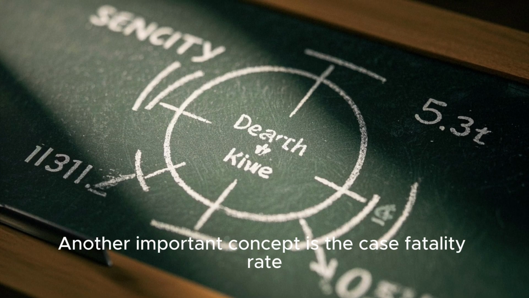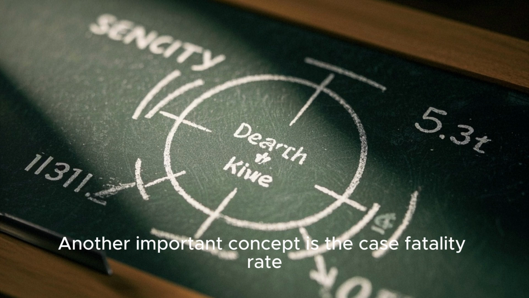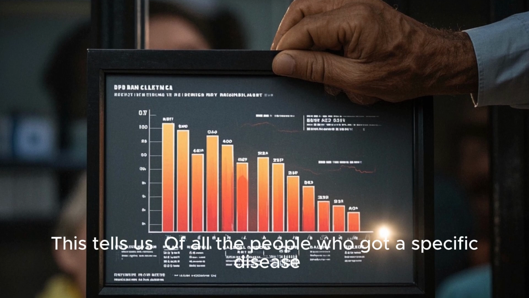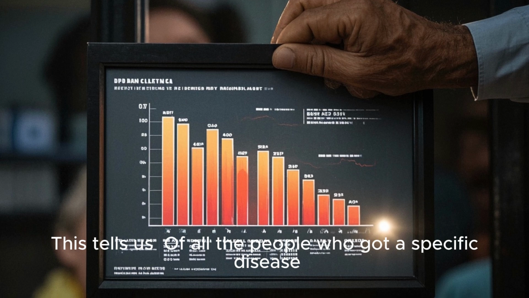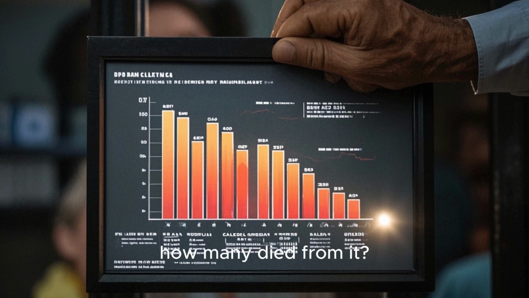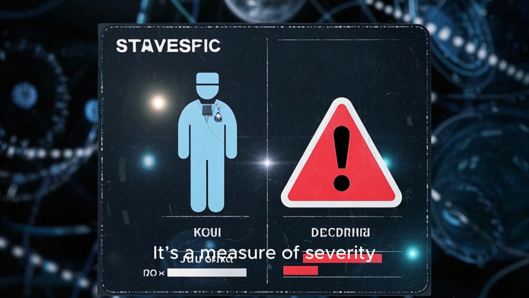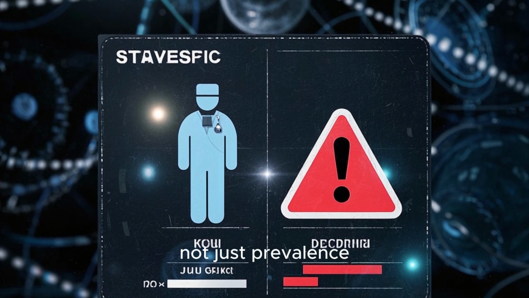Another important concept is the case fatality rate, or CFR. This tells us, of all the people who got a specific disease, how many died from it? It's a measure of severity, not just prevalence.